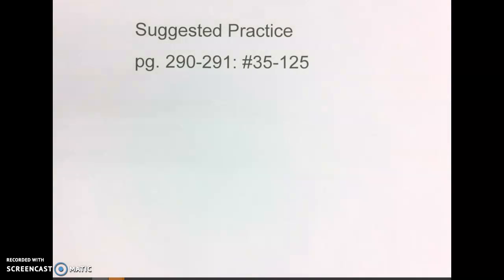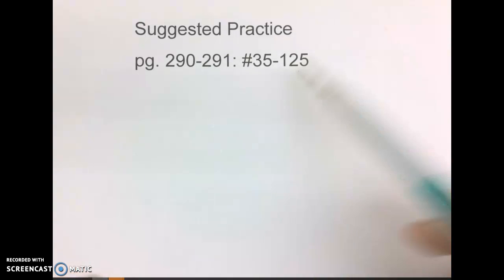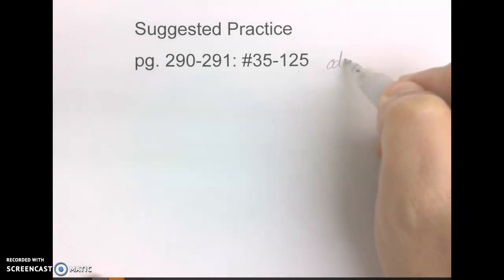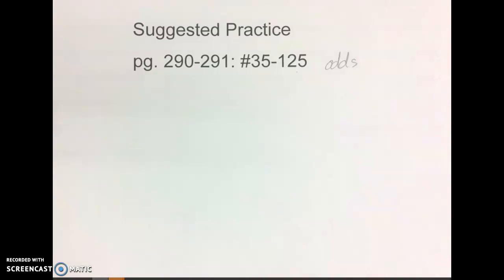All right, so your practice is page 290 to 291, number 35 through 125. Again, you start by focusing on the odds, and then you can work towards the evens. All right, that's it for today.